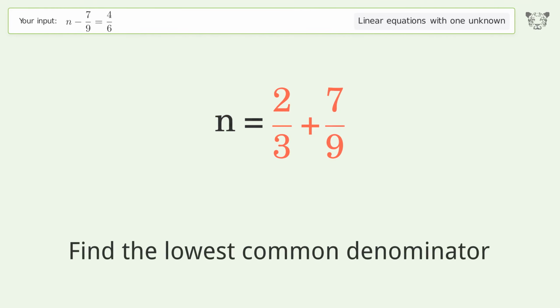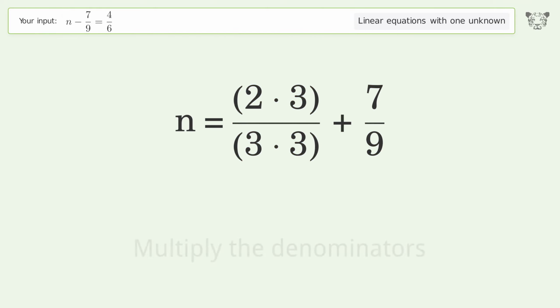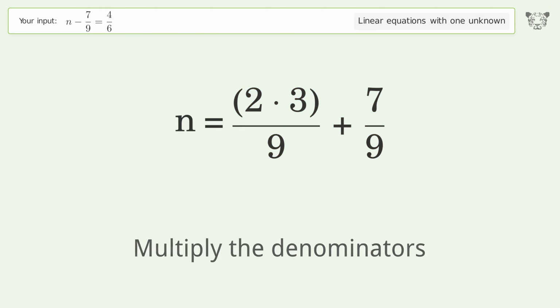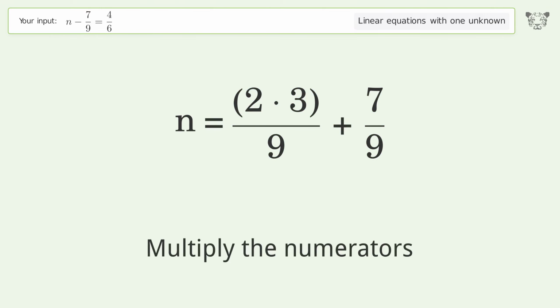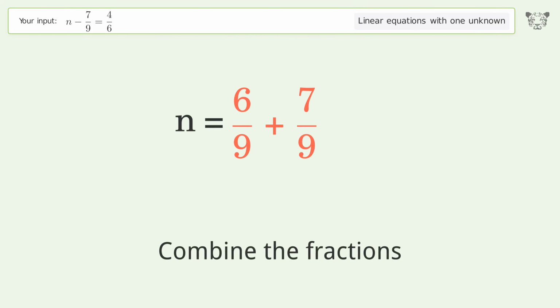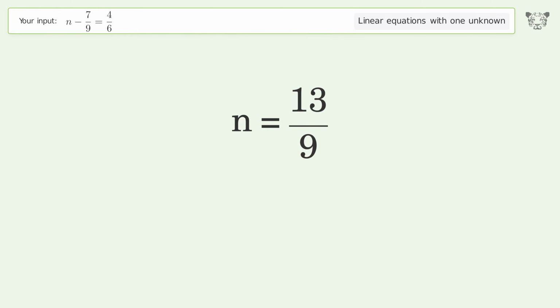Find the lowest common denominator. Multiply the denominators. Multiply the numerators. Combine the fractions. Combine the numerators. And so the final result is n equals 13/9.